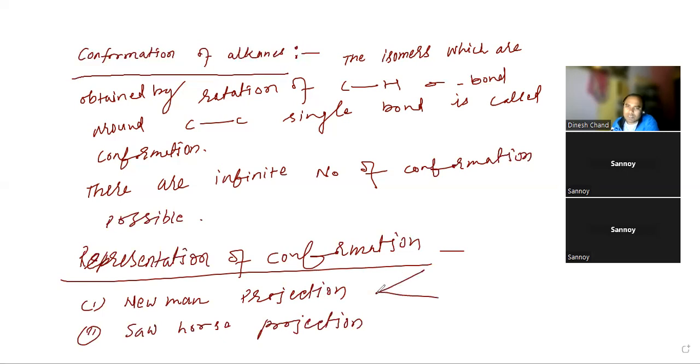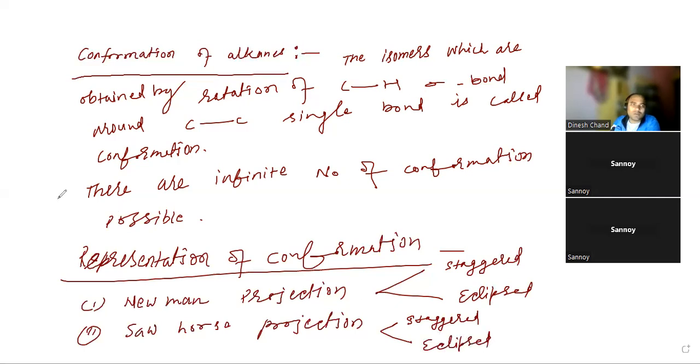In Newman projection, there are two types. One is called staggered, and another is called eclipsed. Sir, I know only this terminology, but what they mean I cannot say. Not a problem, it is very easy. Staggered, another is eclipsed. So both are understood.